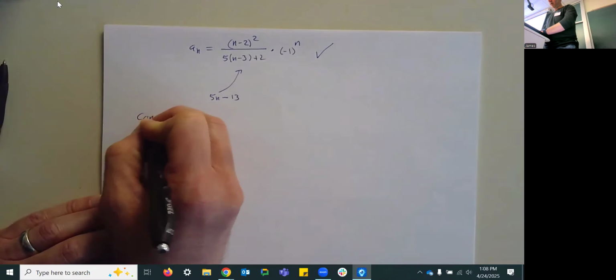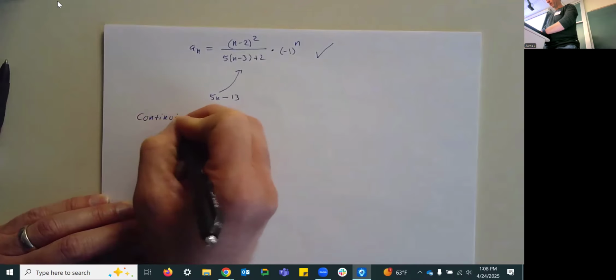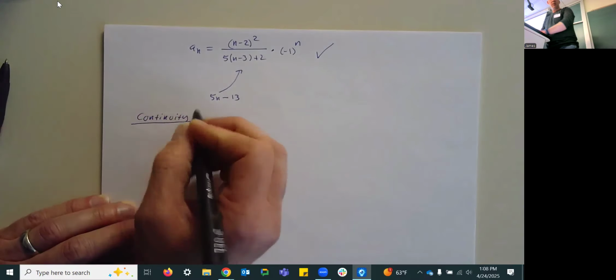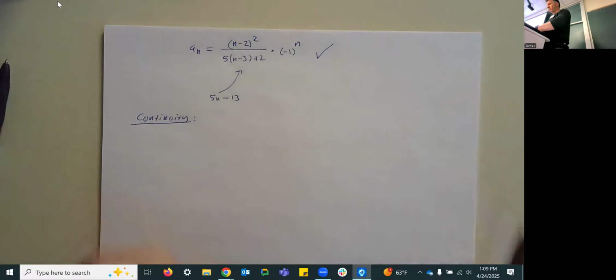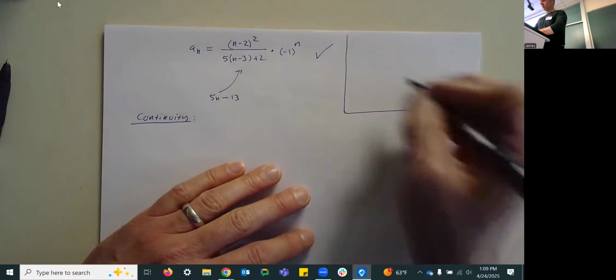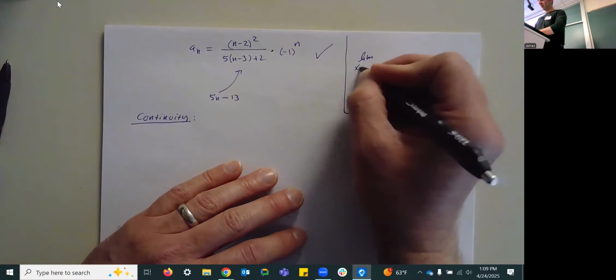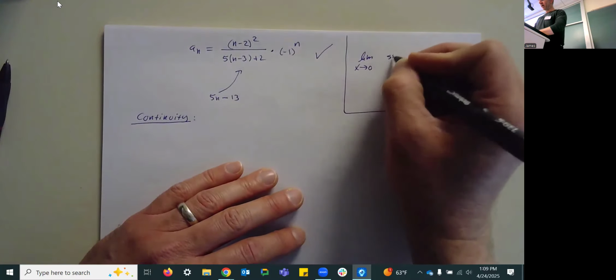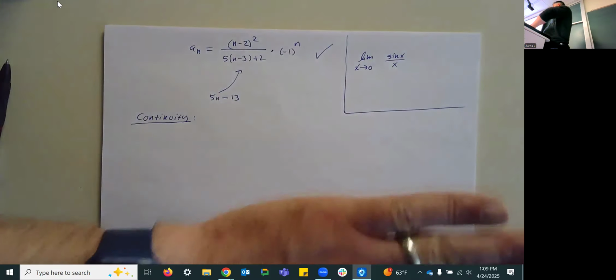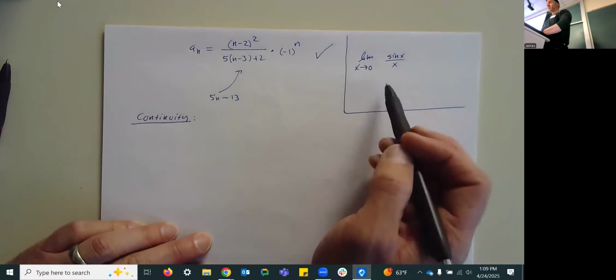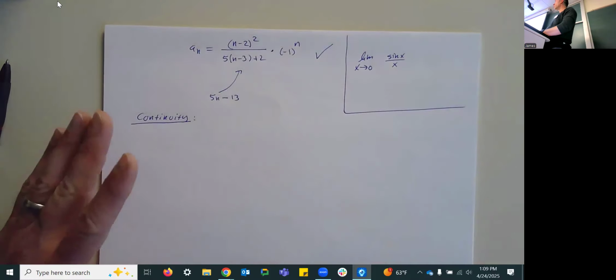So continuity, which we started talking about last time, but didn't quite finish up. Let's see, where'd you go? Also, I should just do a quick check-in. Has anyone mentioned the limit as x approaches 0 of sine of x over x? I know someone did the limit as x goes to infinity of sine of x over x, but does anyone talk about this? I'm hoping the answer is no.